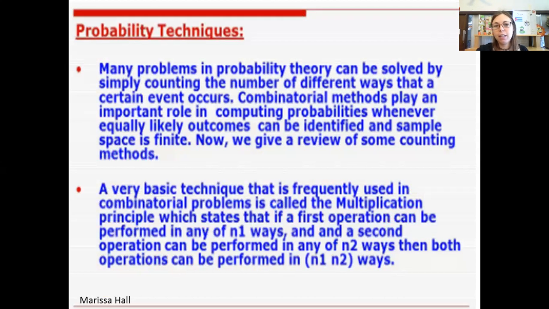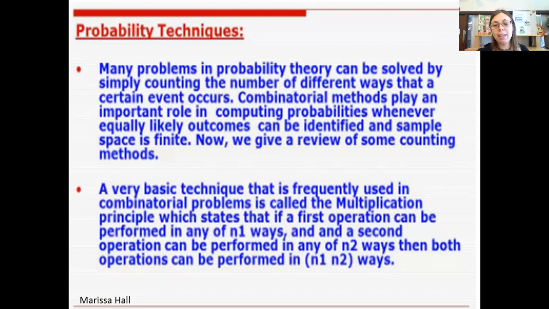Some probability techniques. Many problems in probability theory can be solved by simply counting the number of different ways that a certain event occurs. Combinatorial methods play an important role in computing probabilities whenever equally likely outcomes can be identified, and the sample space is finite. Now we give a review of some counting methods.